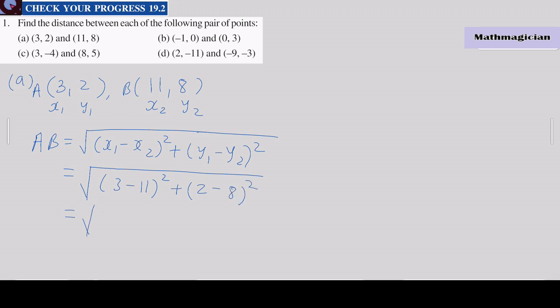So first we will solve the bracket: 3 minus 11 is negative 8, square. A negative square is always positive, so 8 square is 64. 2 minus 8 is negative 6, but its square is there, that's why it is always positive, that is 36. So under root 64 plus 36 gives under root 100. We need to find the square root of 100. That answer is 10, and we always write the unit, because no unit is given.